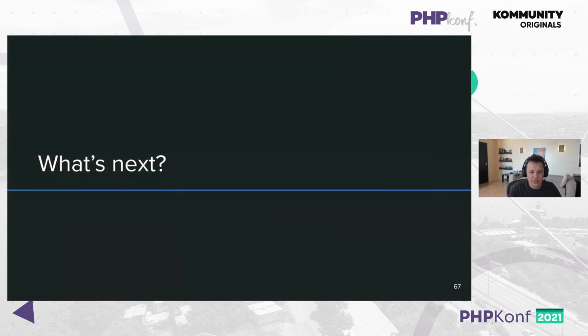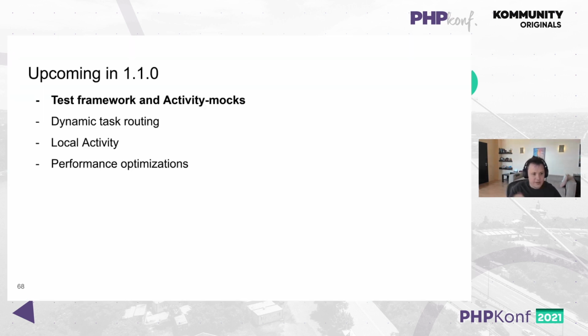So what's next for this SDK? It's currently in version number 1. And in version 1.1, we plan to also add an additional test framework and activity mocks. Right now, unfortunately, you can only test it in an integration fashion, which is fine for most of the tasks, but might be problematic for long-running workflows. We want to provide dynamic task routing so you can extend it a bit easier for your own purposes, local activities for smaller tasks, and some performance optimizations.